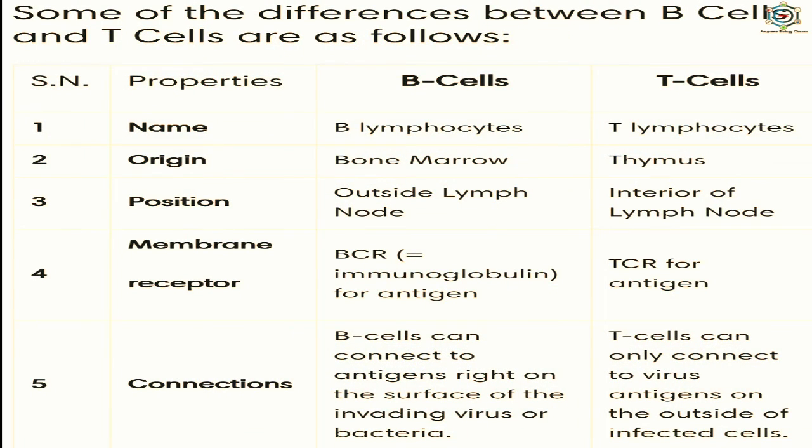So, according to the name, B cell is known as B lymphocyte, T cell known as T lymphocyte, origin in bone marrow and T cells in thymus. Position of the B lymphocyte is outside the lymph node and the position of T cells is interior of the lymph node. According to the receptor here, BCR, that is the immunoglobulin for the antigen, and TCR for the antigens. According to the connection, B cells can connect to the antigen right on the surface of the invading viruses or bacteria, while the T cells can only connect to virus antigens on the outside of the infected cells.